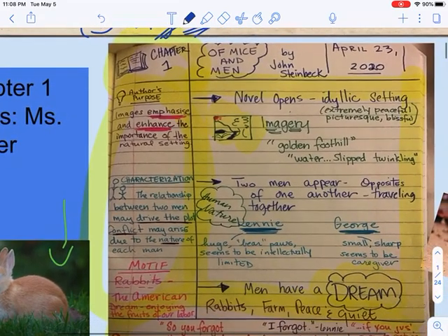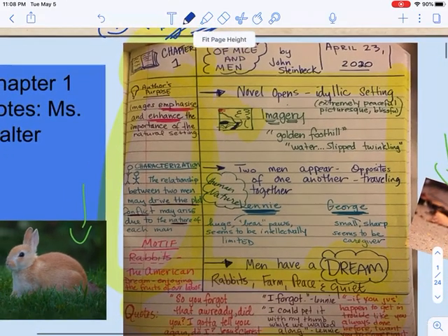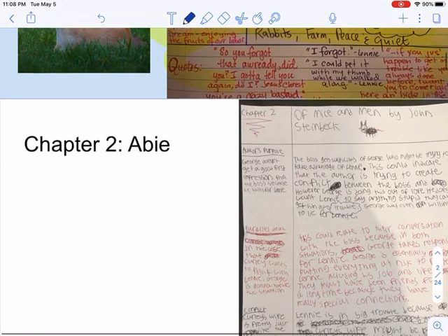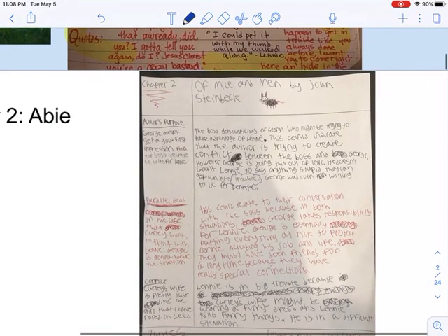Okay, so in here, if you remember, I wrote about chapter 1. I talked about how it's like this perfect idyllic setting. The natural setting was going to be important, and the story begins and ends in nature. Kind of interesting to think about. Then I wrote about the relationship. Lennie and George are opposites. They have a dream. They want some peace. And I'm going to see what Abby has to say.